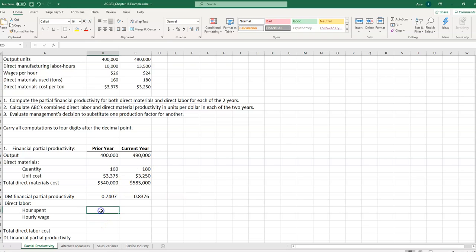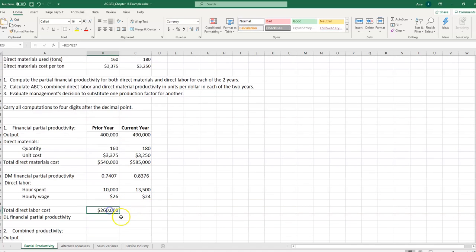The next one we're going to look at is our direct labor. So we have 10,000 hours for those 400,000 units of output and 13,500 hours. And then our wages per hour, take the number of hours times the cost, and then for our direct labor partial productivity, we take the number of output units divided by the number of inputs and the cost of direct labor.